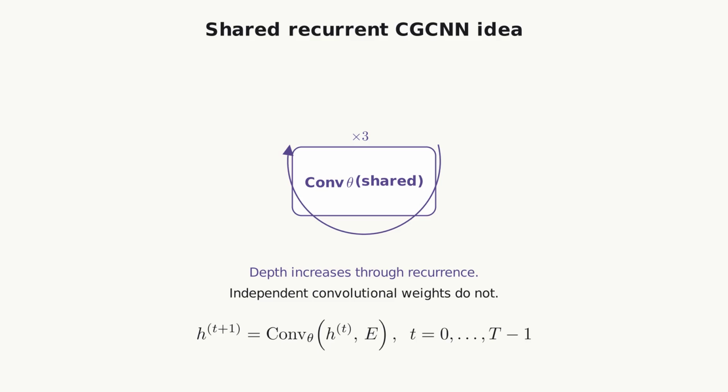In spirit, this resembles an iterative refinement process. The same local rule is applied several times so that information propagates through larger neighborhoods. But it should be understood as a neural message passing architecture, not as a replacement for a specific electronic structure iteration. The direct three-step comparison makes the distinction clear.